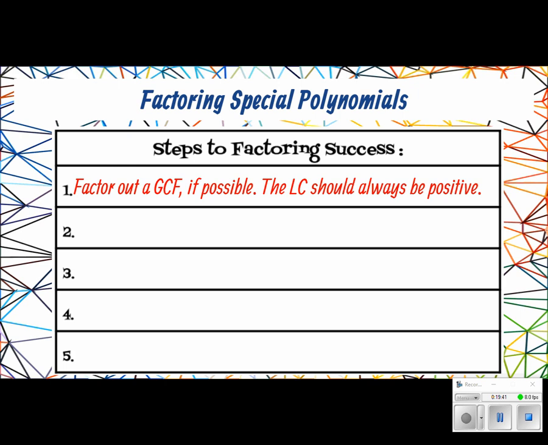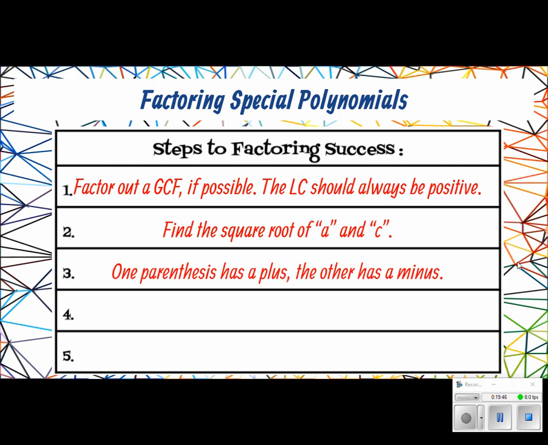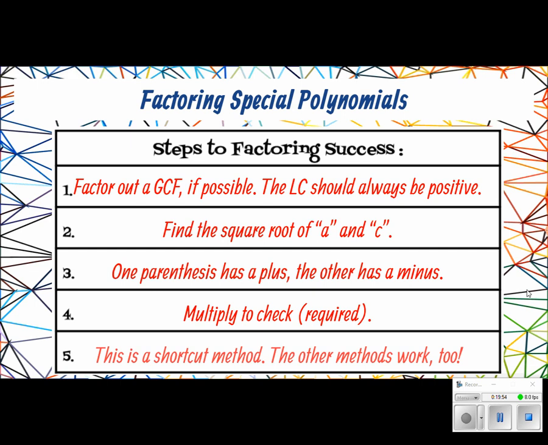Calculator freaks out. All right, we're going to find the square root of A and C. We're going to make sure we set this up. One parenthesis has a plus, the other parenthesis has a minus. We're going to multiply to check. And remember that this is a shortcut method. The other methods work too.